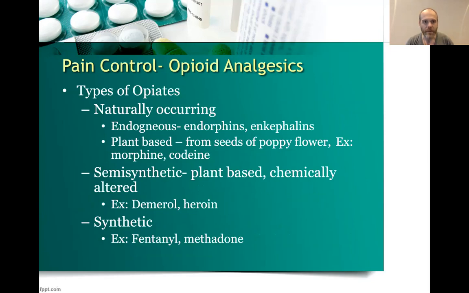Opioid analgesics. So there's two different types of opiates. There's those that are naturally occurring in our body and in nature, and then there's those that are synthetic, okay, that are made in the laboratory or made by drug companies or made on the street. Naturally occurring ones are endogenous, and they're called endorphins and enkephalins.